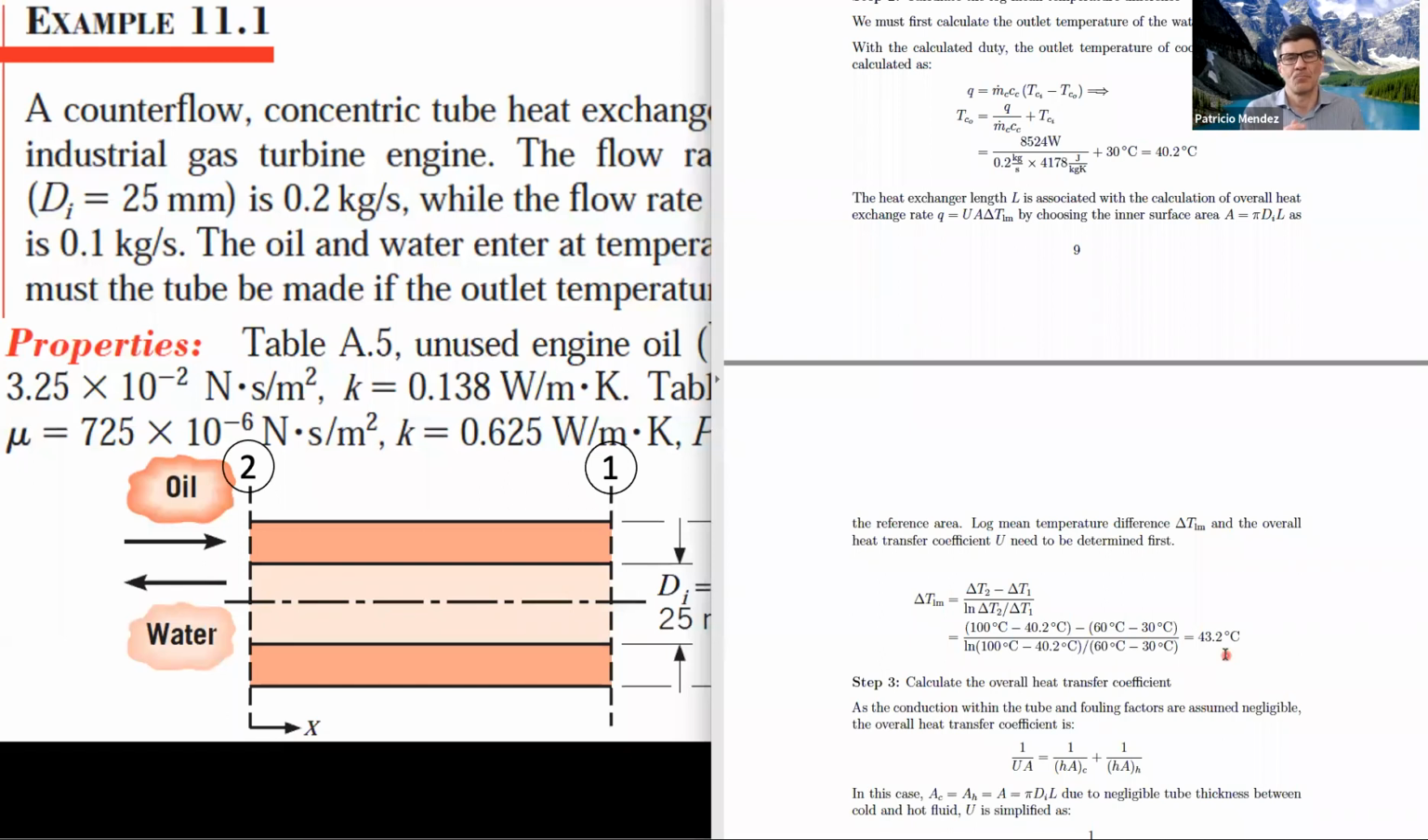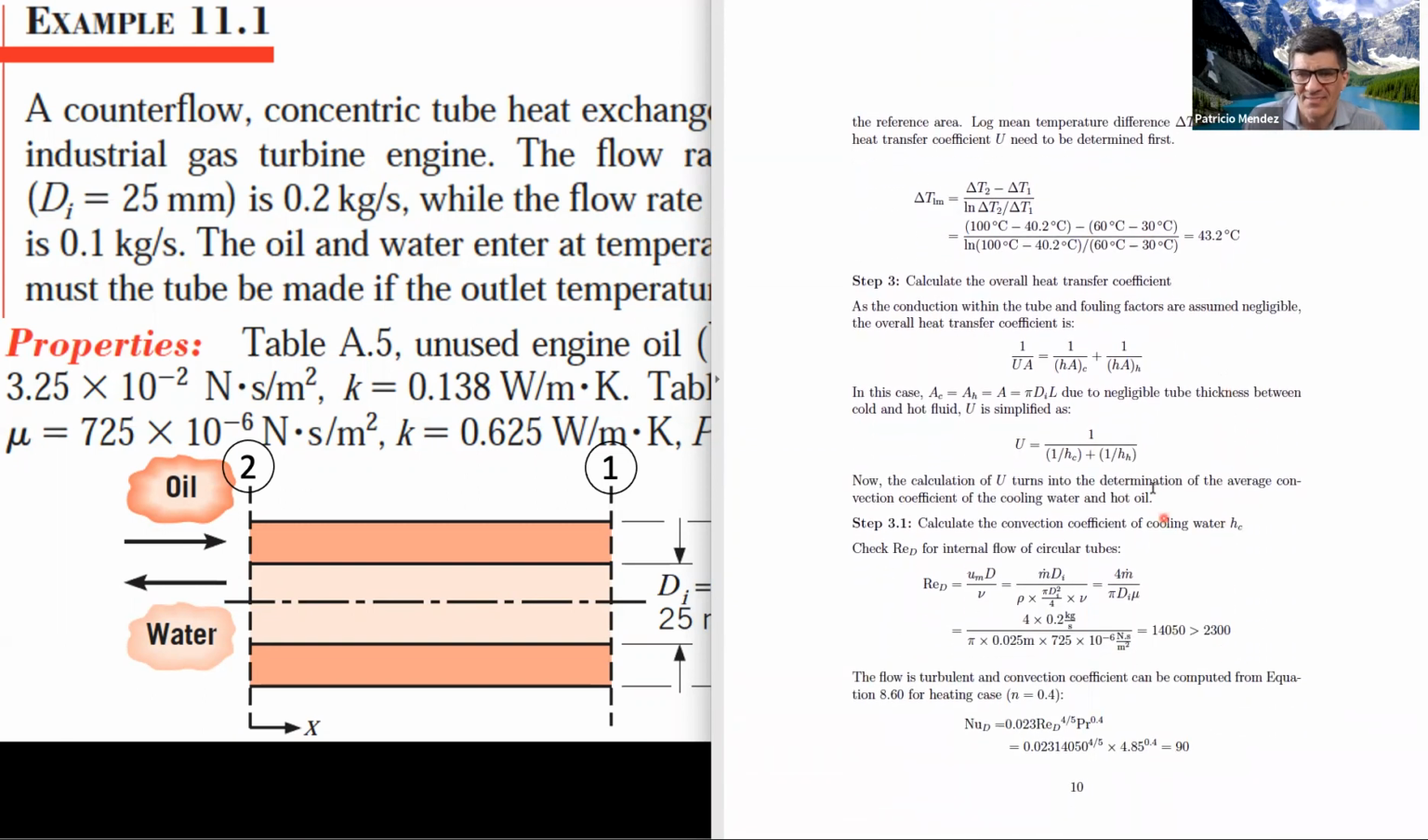Good news. Because it's a counterflow heat exchanger, F, the correction factor, equals 1. This problem was very simple. And for the time we have, I'm glad. We have problems in which F is not 1 that are all uploaded, solved by me step by step. Please take a look at it.